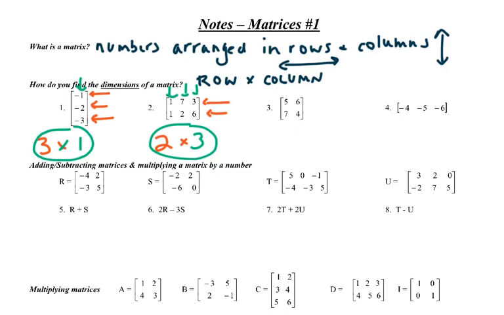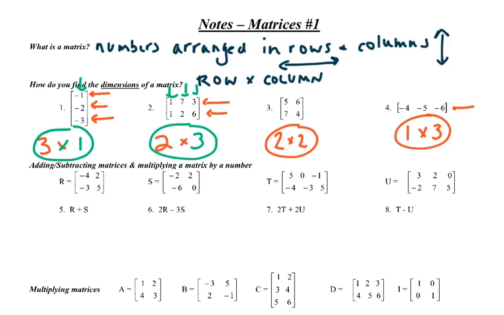What do you think the rows and columns are for number 3? You are right. It is a 2 by 2 matrix. How about the rows and columns for number 4? You are right. 1 row and 3 columns. So a 1 by 3 matrix. That is how we name our matrices.